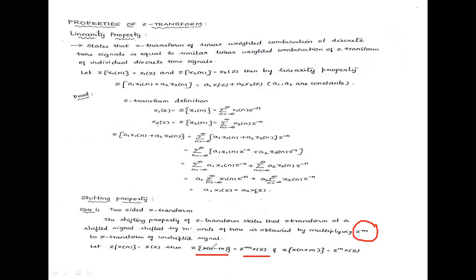Minus m is for x of n minus m, and x of n plus m gives z power m. Both are shifting. This one is minus m and this one is plus m. Positive values of m shift towards the right side for this one, and these are towards the left side. Advanced signal and the delay signal. Got it?